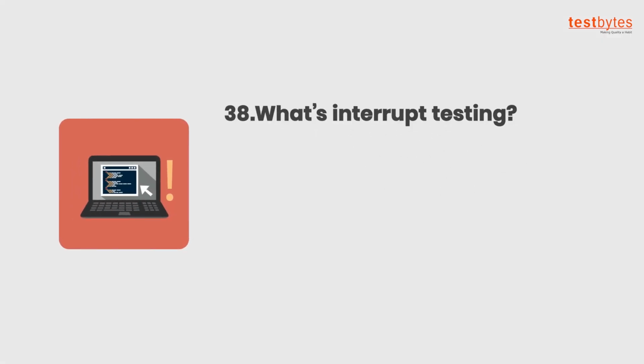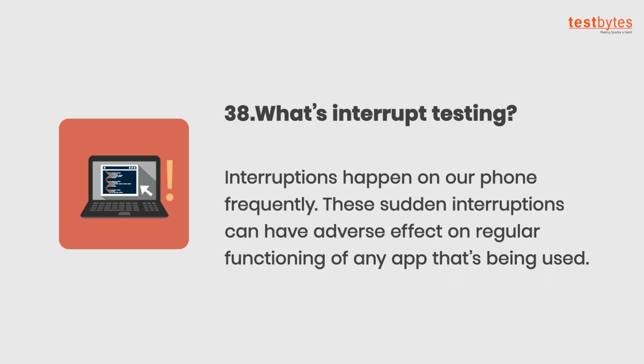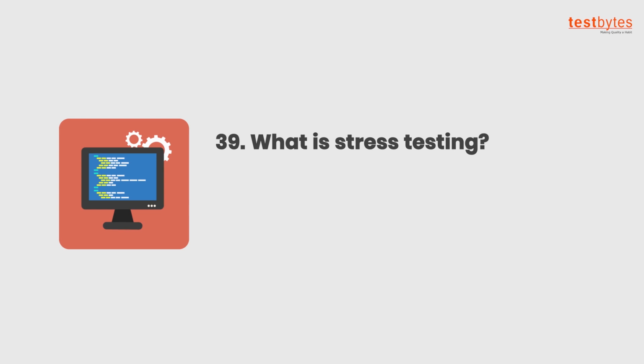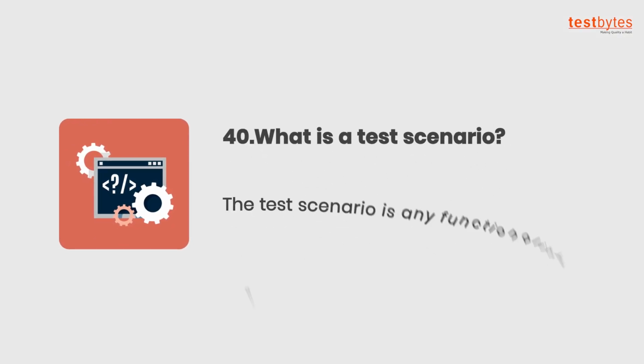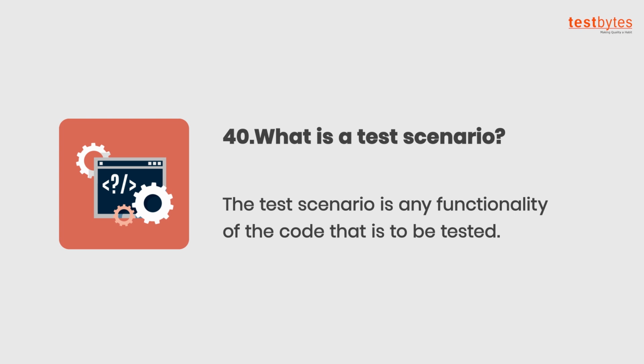Number 38. What's interrupt testing? Interruptions happen on our phone frequently. These sudden interruptions can have adverse effect on regular functioning of any app that's being used. Number 39. What is stress testing? Stress testing tests system performance under unfavorable conditions and loads. Number 40. What is a test scenario? The test scenario is any functionality of the code that is to be tested.